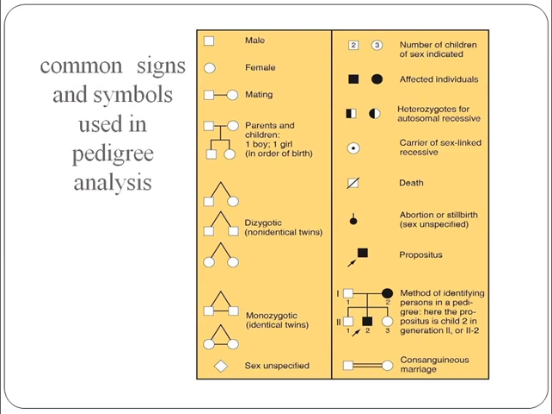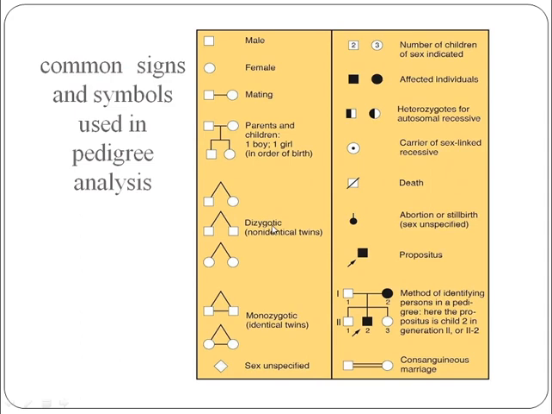Now there are certain signs and symbols which are used in pedigree analysis. A square is used for a male, a circle is used to denote the female, and a marriage between a male and a female is denoted by a horizontal bar between a square and a circle. Then the children born from that marriage are denoted by a line drawn perpendicular to the marriage bar, and the children are further denoted by a square for a boy and a circle for a girl.